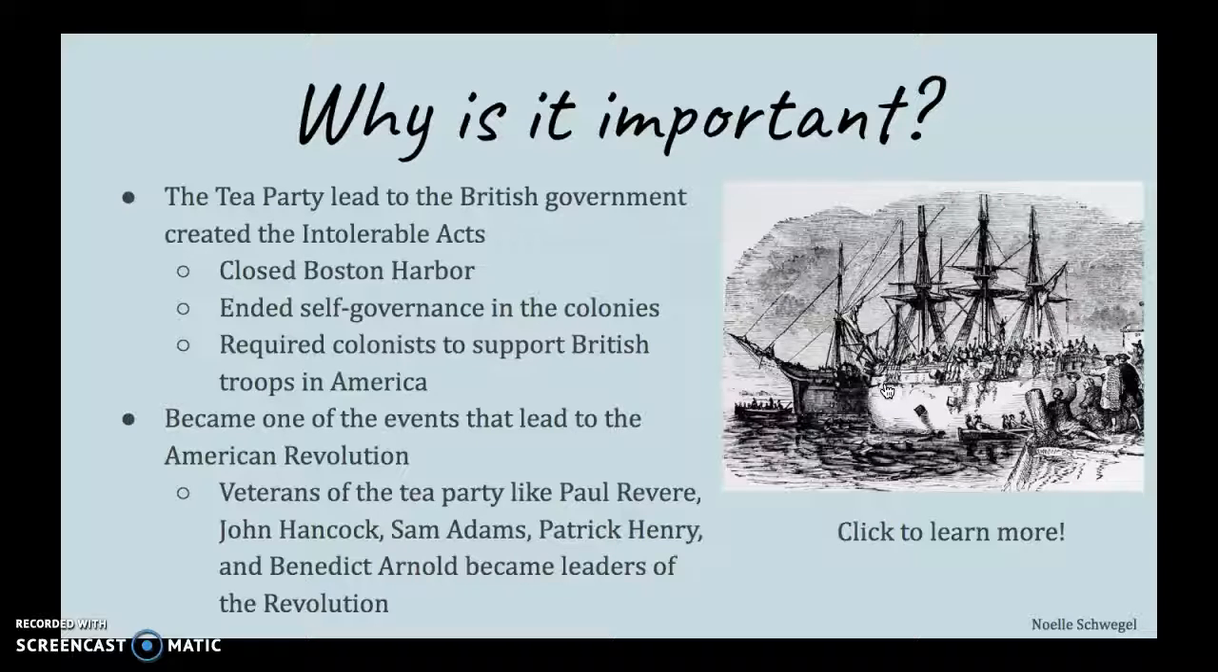Now you might be wondering why this is important and why we'll be learning more about it. The Boston Tea Party caused the British government to instill acts known as the Intolerable Acts, which did things like close Boston Harbor and ended colonists being able to make their own rules in the colonies, which is known as self-governance. It also became one of the events that led to the American Revolution, and several veterans of the Tea Party like Paul Revere and John Hancock went on to lead the revolution.